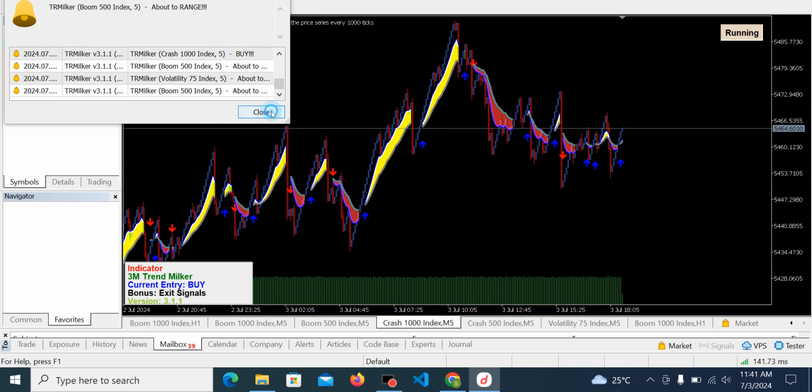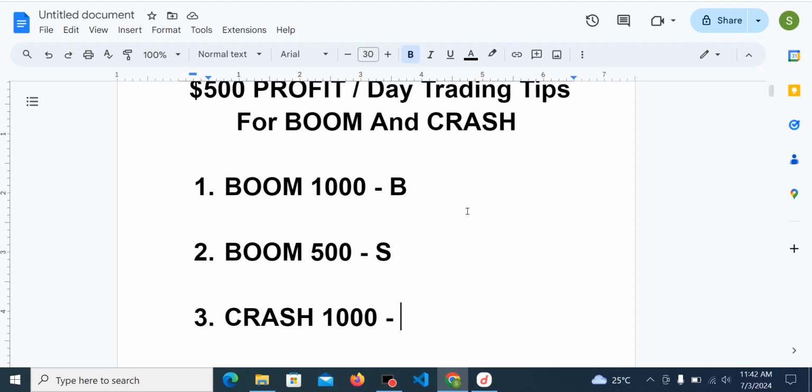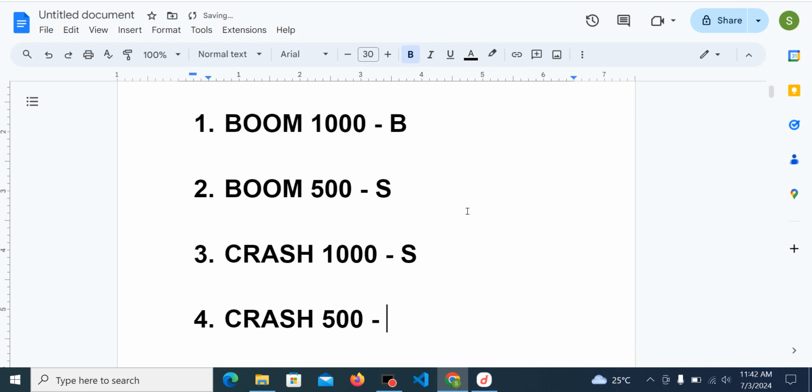So the next asset is going to be Crash 1000. Crash 1000 was an uptrend, and of course it came to an end around there, so it started a downtrend right from there, and of course it has been selling since then, even though it is finding it difficult to break out from here, but it is still more of a selling opportunity than a buying opportunity.